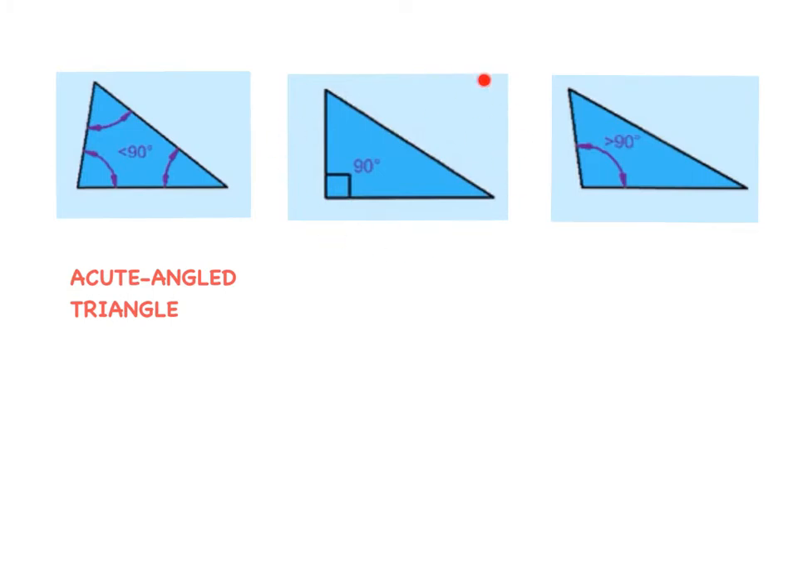Here we have a triangle which has a right angle in here, and then we can name it right triangle or right angled triangle. And the last triangle has an angle more than 90 degrees, so we name it obtuse triangle or obtuse angled triangle.